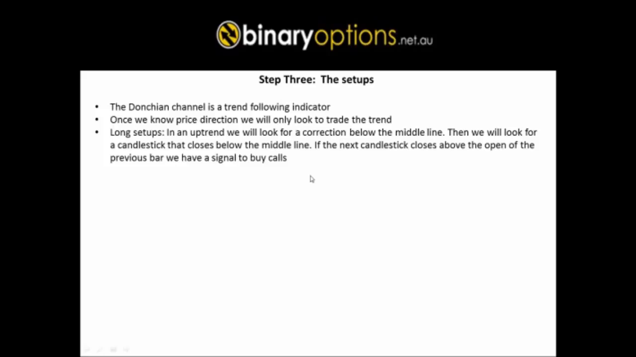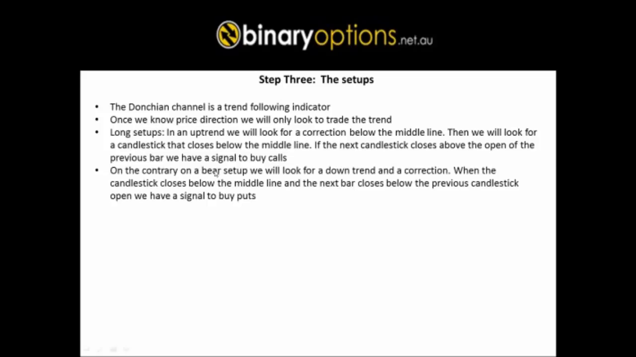On the contrary, on a bear setup, we will look for a downtrend and a correction, okay? When the candlestick closes above the middle line and the next bar closes below the previous candlestick open, we have a signal to buy puts. Let's see some examples so you can better understand what we're talking about.